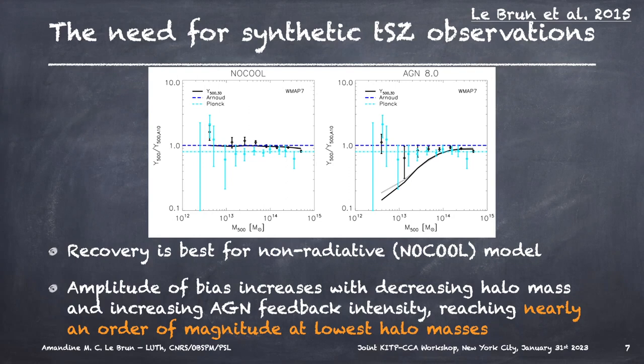But as soon as you start adding physics, and especially as you increase the intensity of the AGN feedback up to a level where you start getting a realistic population, for instance, with this AGN 8.0 model that I'm showing here, it's the best model in terms of fit to a lot of data, especially for the gas and also the galaxies. And you find that the amplitude of the bias is increasing not only with the intensity of the feedback, but also with decreasing mass. And it's nearly an order of magnitude at the lowest halo masses. So what could be going on?